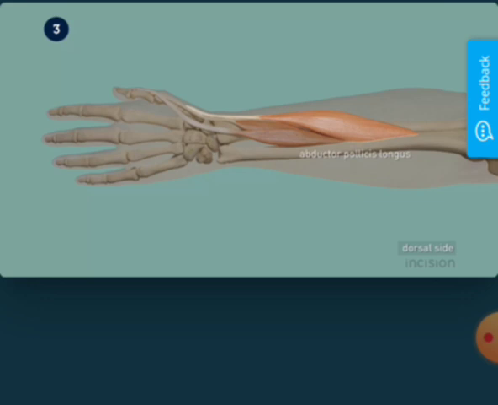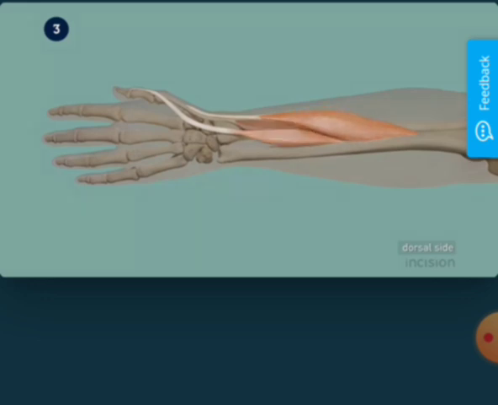De Quervain's tenosynovitis occurs when the tendons of the abductor pollicis longus and extensor pollicis longus become inflamed and swollen due to excessive physical effort of the thumb. This results in reduced movement and pain.